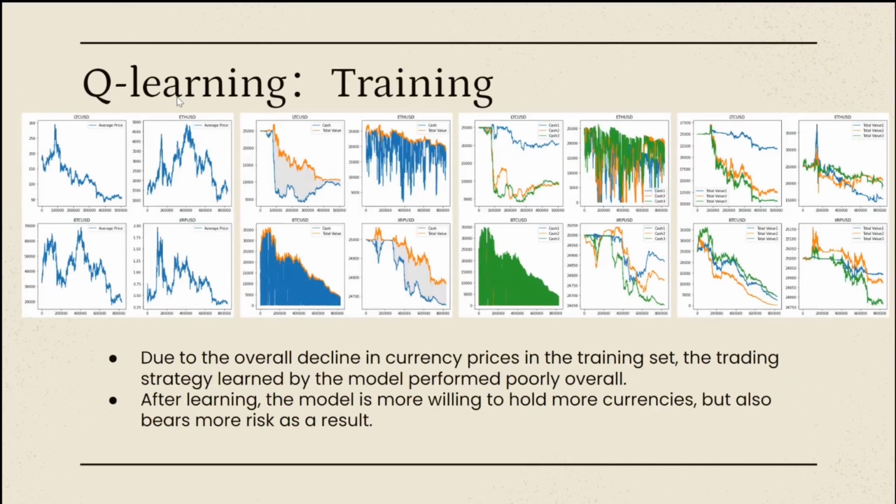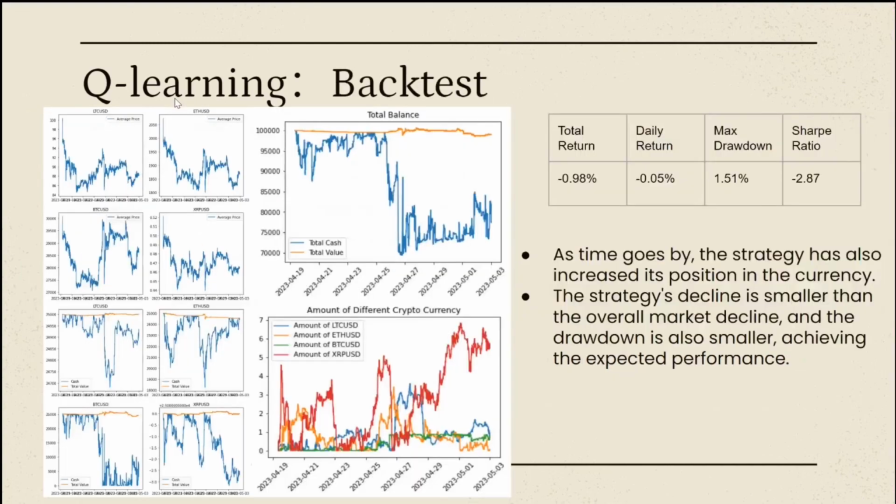We can see during the training, due to the overall decline in the currency spot prices in the training set, the training strategy learned by the model performed poorly overall, and after learning, the model is more willing to hold more currencies, but also bears more risk as a result. During the backtest, we can see as time goes by, the strategy also increased its position in the currency, and because the strategy's decline is smaller than the overall market decline, the drawdown is also smaller. I think the strategy achieved expected performance.